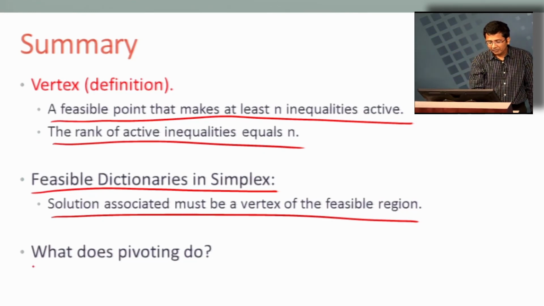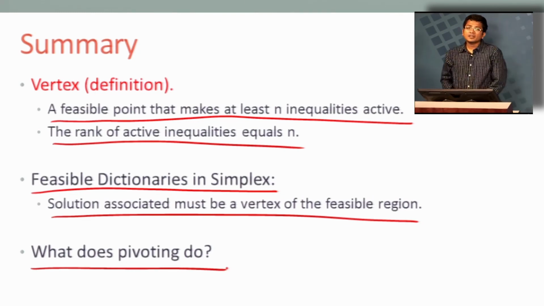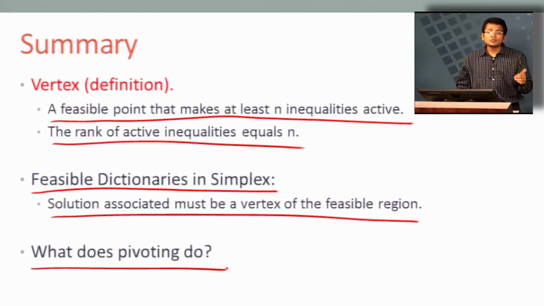All right? And finally, we are now ready to ask the question, what does pivoting do? What is the purpose of pivoting? What does pivoting do? Can we now interpret it geometrically? When we interpret it geometrically, we have learned a lot about how simplex actually works, and our intuition is complete.